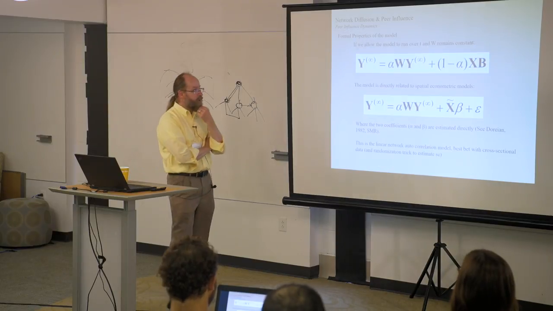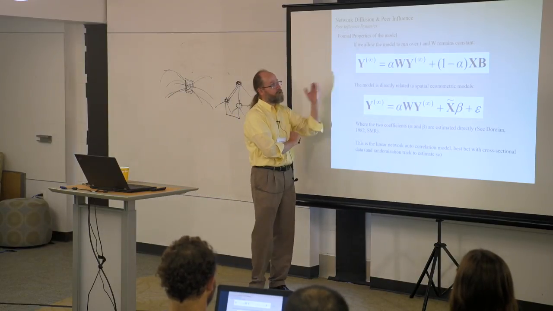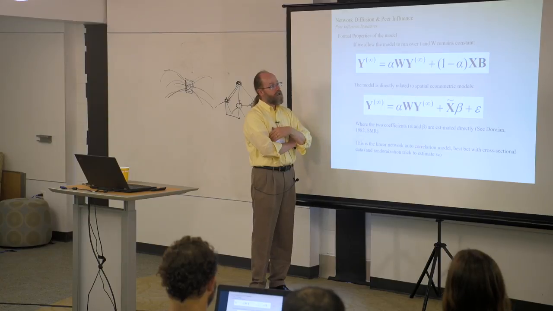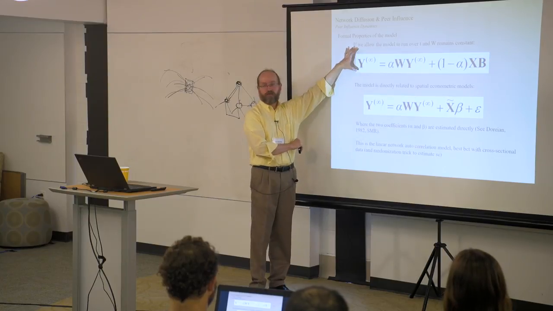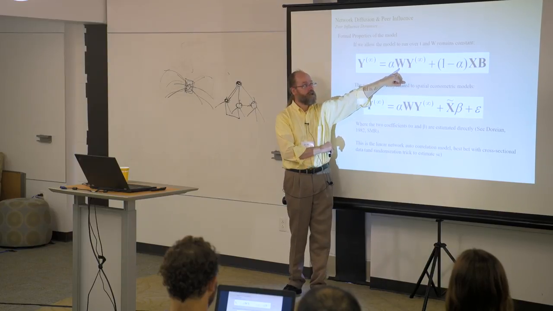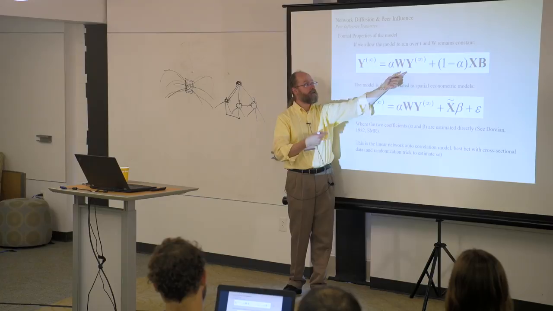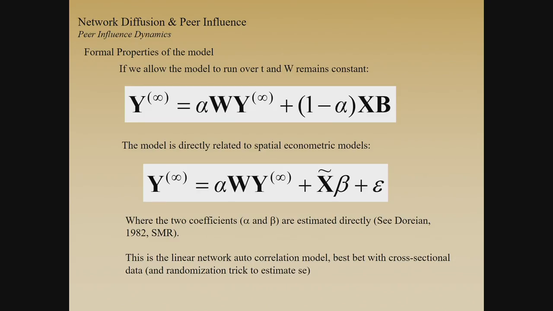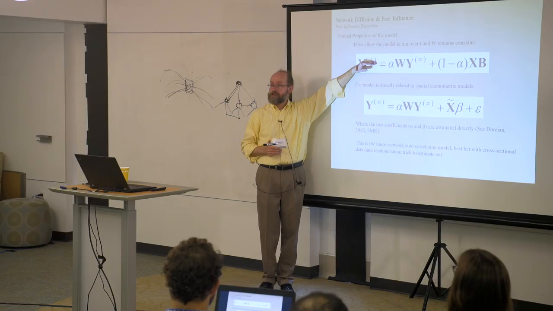Now, once you run this model a little bit, and you let the model go over and over again, one of the nice things about it is that it converges on a stable form when you make these assumptions. So when you don't let Y change, when you make the contact matrix static, what's going to happen if you let this go to infinity is you're going to converge on some equilibrium rate. And that's really nice. The nice thing about the equilibrium is if you're willing to assume an equilibrium, that means your cross-sectional estimates of these coefficients are going to be pretty consistent.